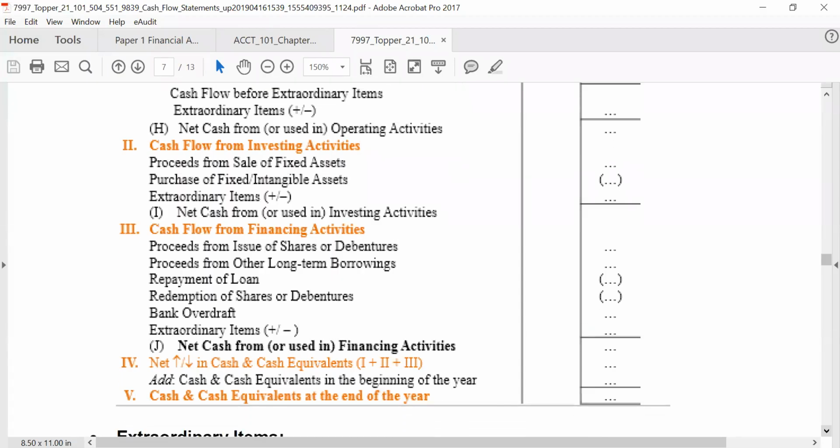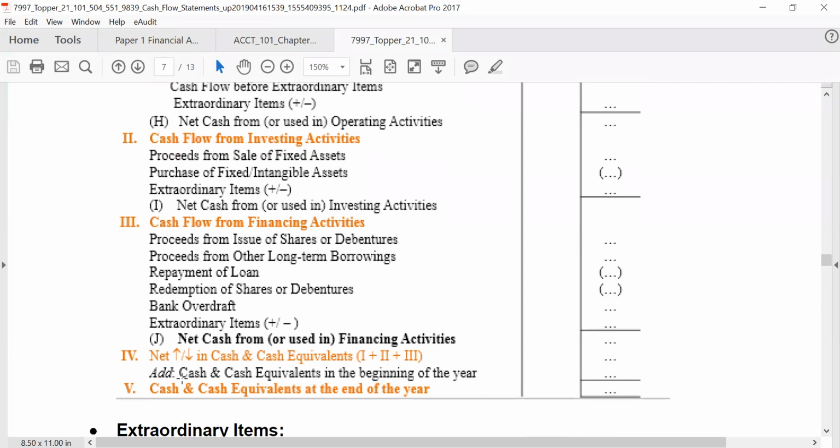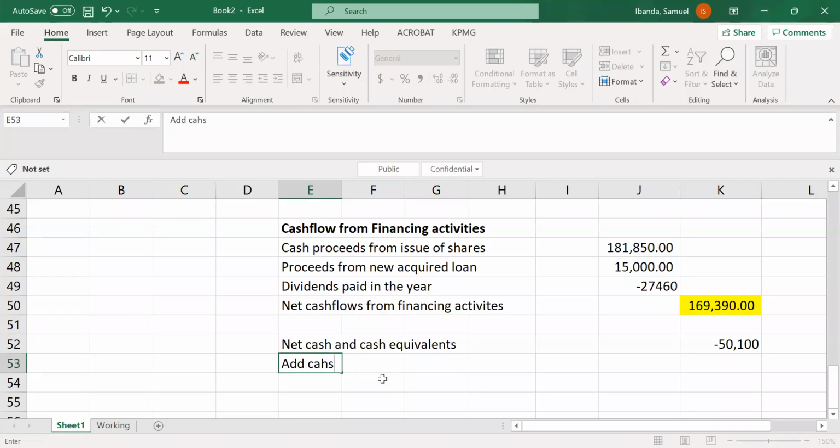When you come here, you're supposed to add the cash and cash equivalents at the beginning of the year. Add cash and cash equivalents at the start of the year.